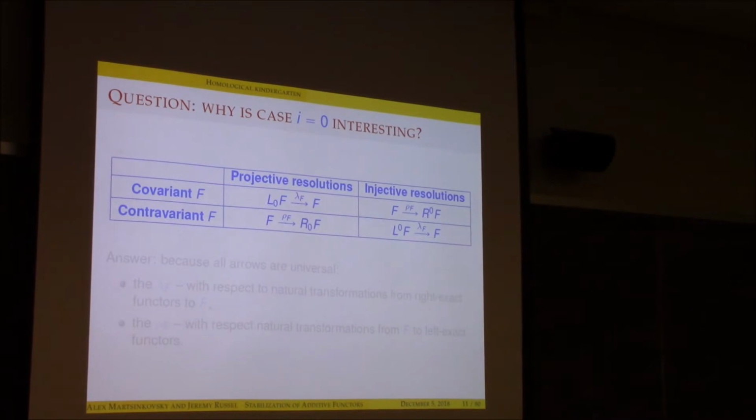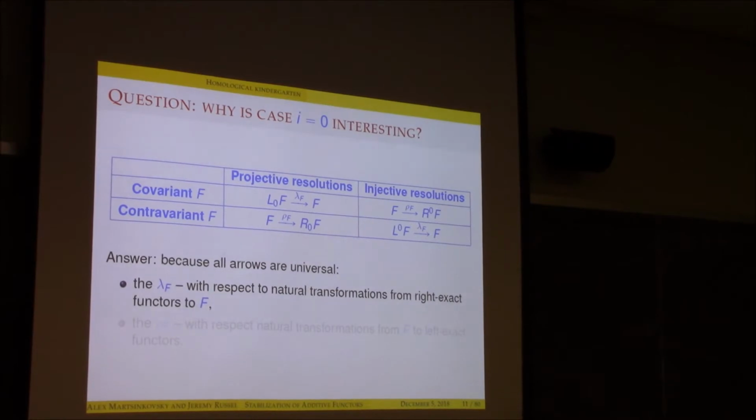And then you can ask me, why is the case i equals 0 so interesting? Why is it interesting at all? The short answer to this is that all these arrows are universal. So the lambdas, they're universal. I will draw a diagram in a second on the next slide. First, let me say it in words.